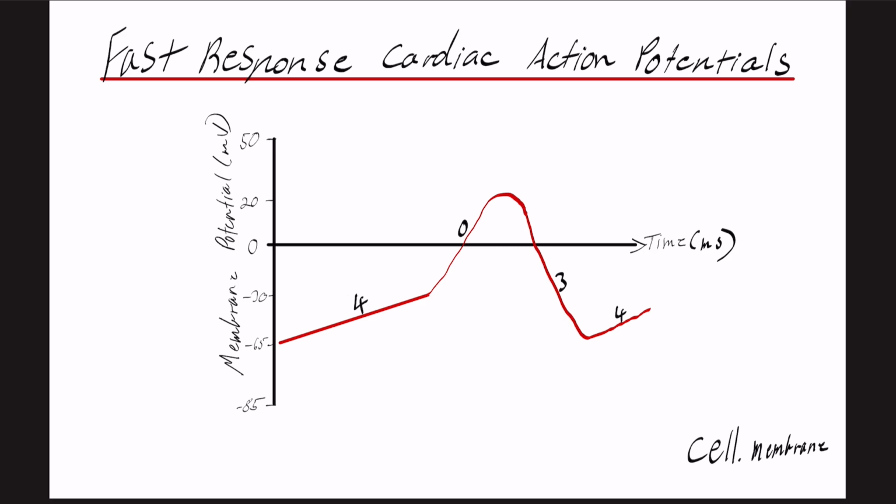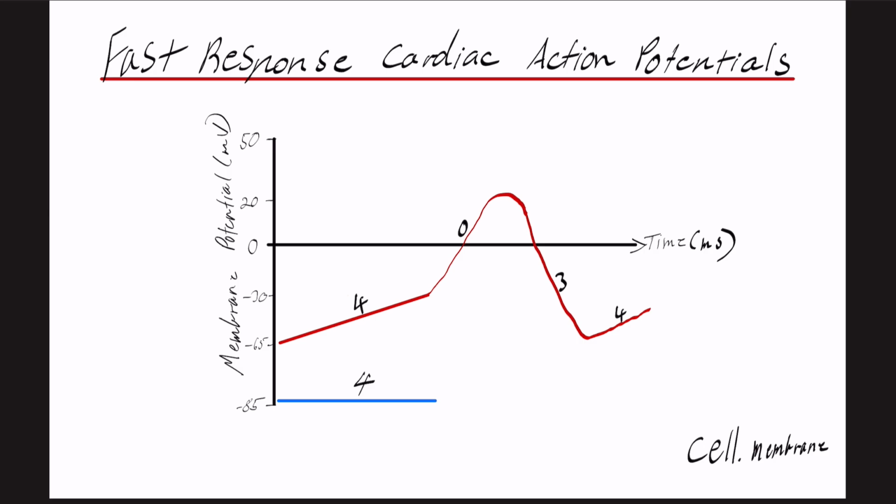As you probably remember from the first video, there's different phases of the membrane potential. When it comes to the fast response cardiac action potentials, there's actually 5 phases compared to only 3 in the slow response cardiac action potentials. So at around negative 85 to negative 90 millivolts, depending on the textbooks you read, there's phase 4, which is a flat line because it's a resting membrane potential.